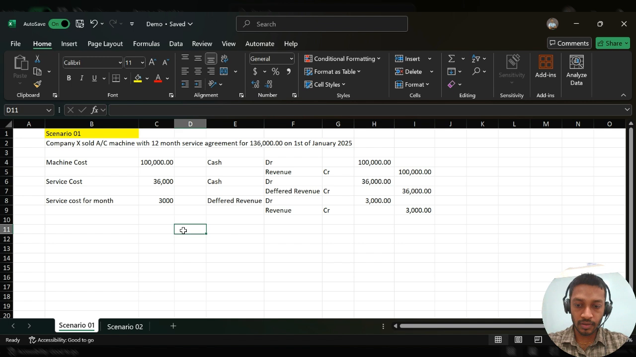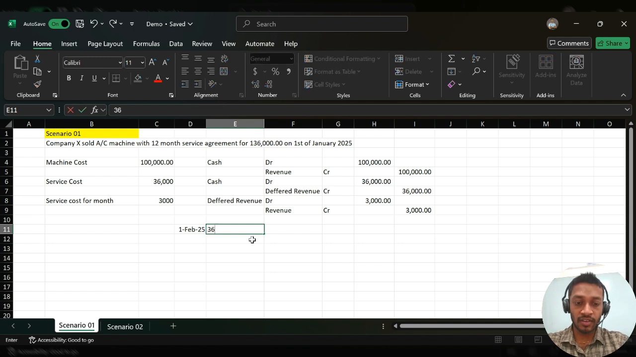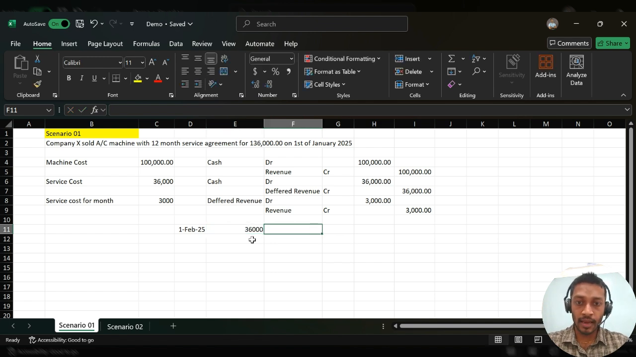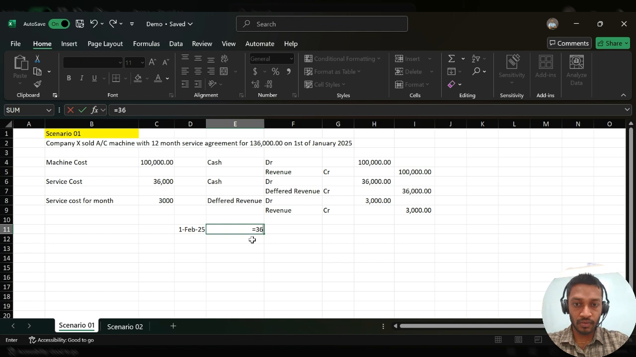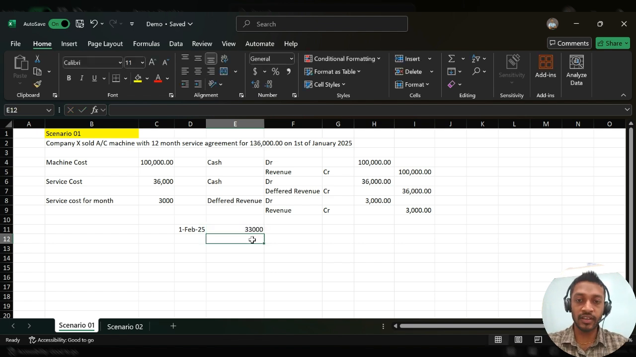So at the end of 31st January, imagine 1st of February 2025, we can identify the balance as 33,000 in the deferred revenue account. The reason is that on 1st of January we had deferred revenue, a commitment to do 12 months of services. One month of services has already been done, so we have removed 3,000 and identified it in the revenue account.